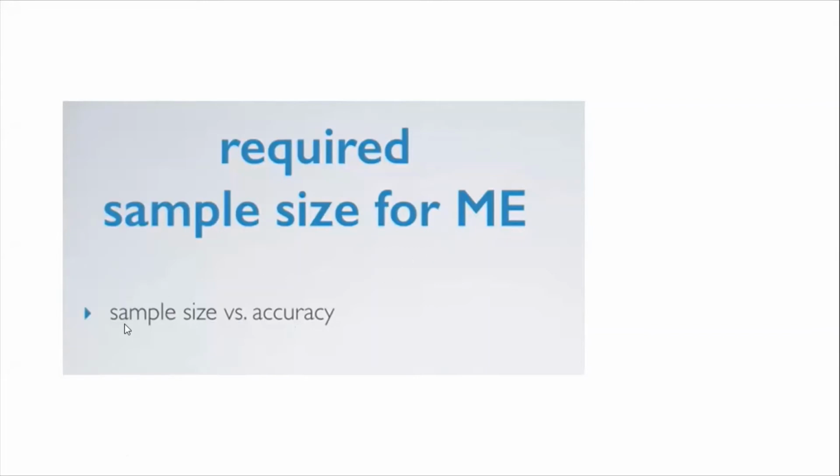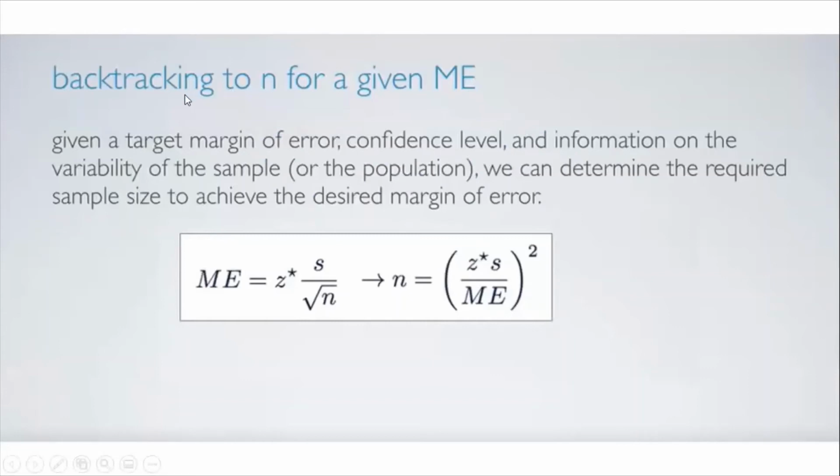So we were talking about sample size versus accuracy here. Previously, we talked about the margin of error. What is the margin of error? The margin of error is basically the critical value multiplied by the standard deviation divided by the square root of n. Anyhow, we want the sample size, so when we rearrange it, we get this formula.